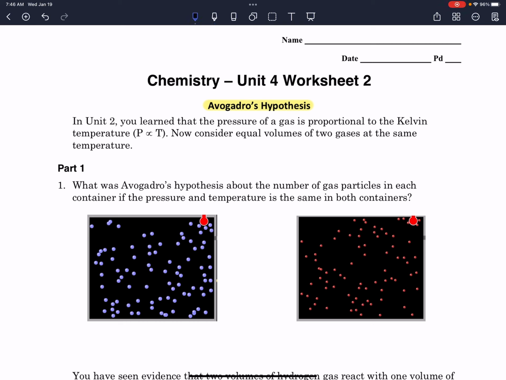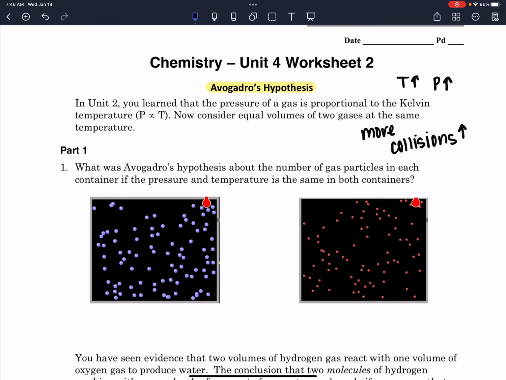In Unit 2, way back, we learned that the pressure that a gas exerts is directly proportional to temperature. In other words, if temperature increases, pressure increases. And we explained this with the number of collisions. If there are more collisions, there's going to be more pressure. So the faster particles move, the more frequently they're going to collide, which is going to increase the pressure in a container.